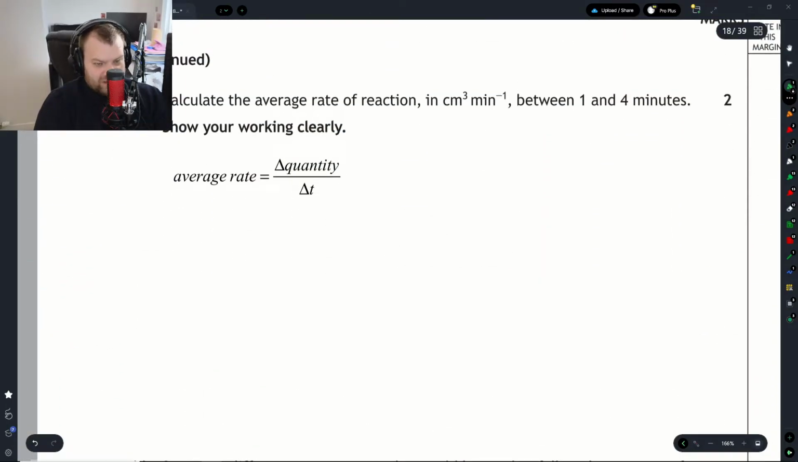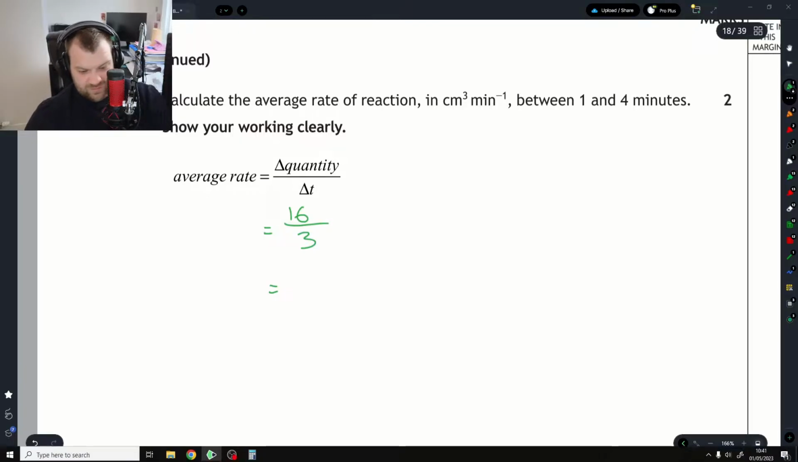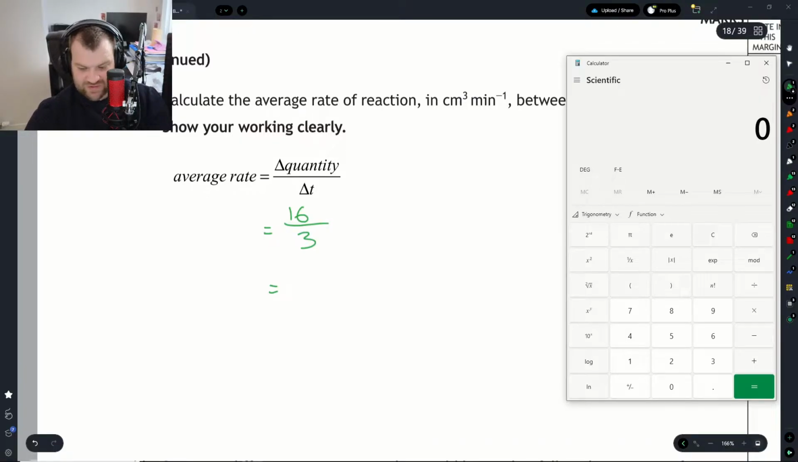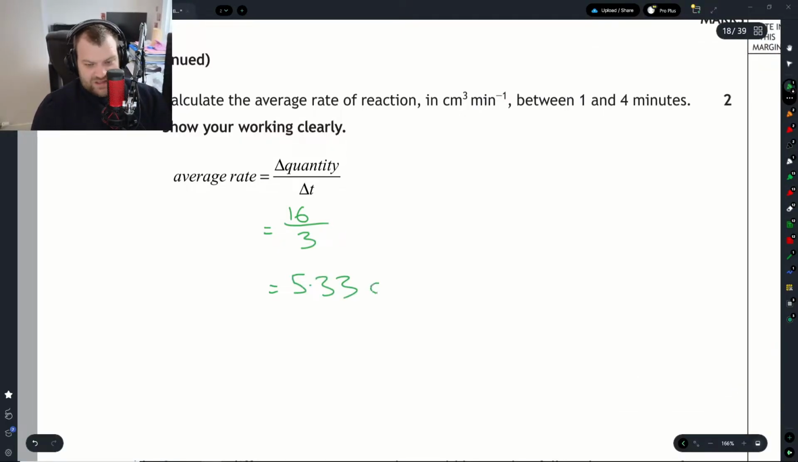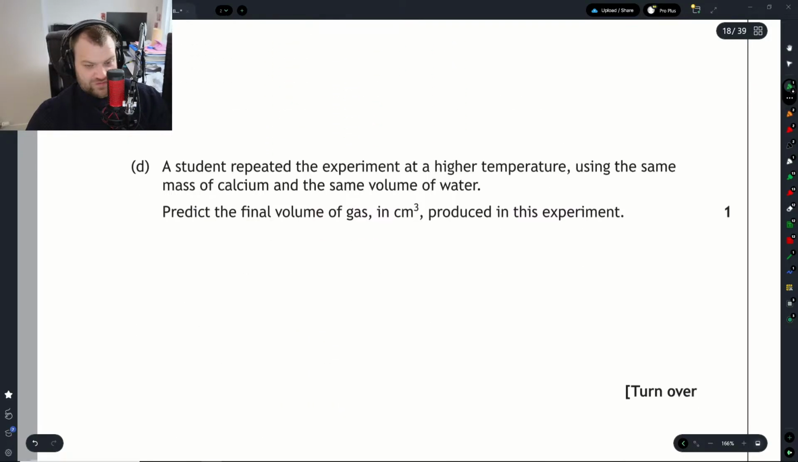So when we pop that into our equation, that will equal 16 divided by 3. Popping that into the calculator gives us an answer of, I would round this to 5.33, and that is, as the question says, in centimetres cubed per minute, like so. And that picks up your 2 points that we've got for that one.